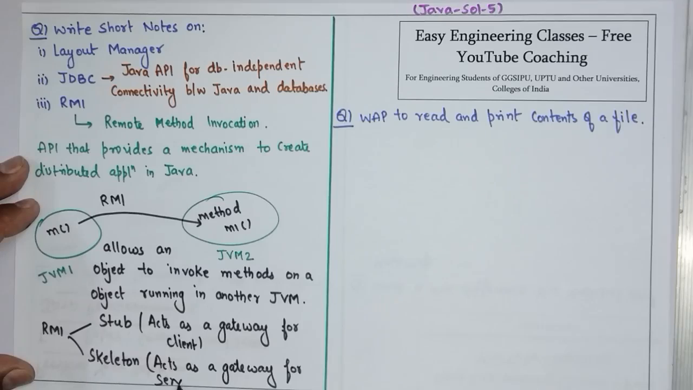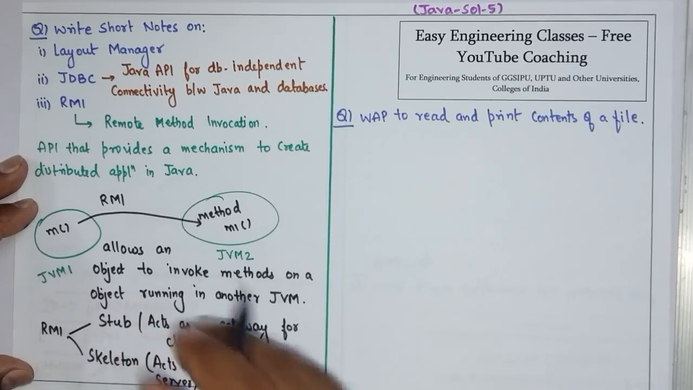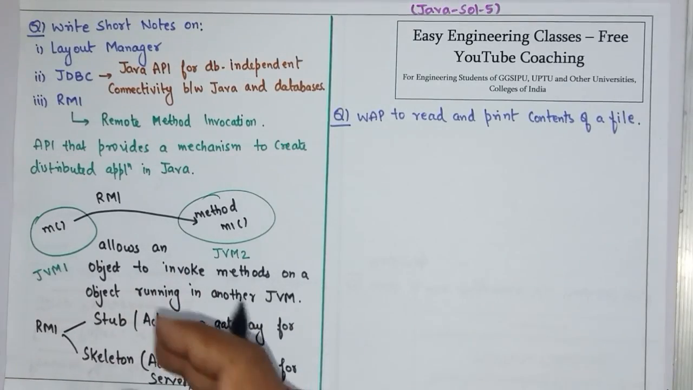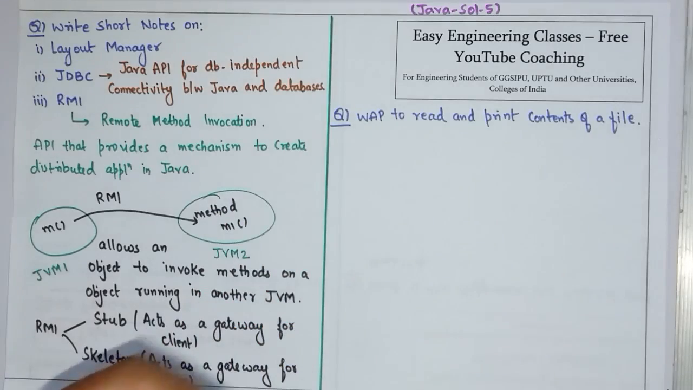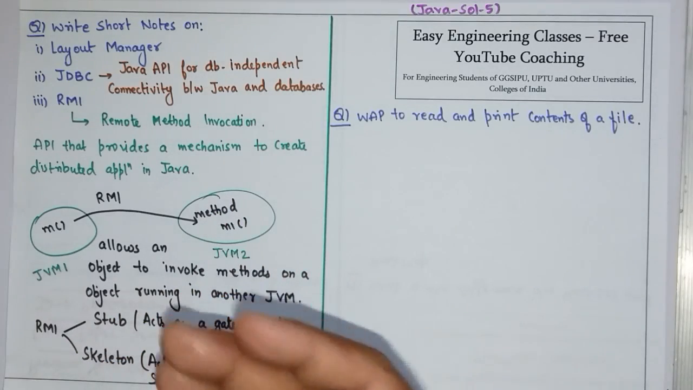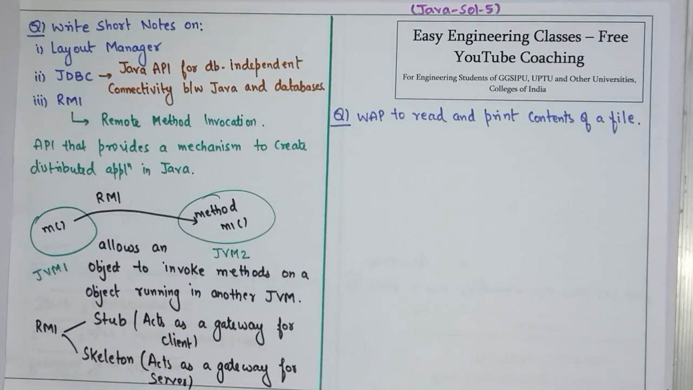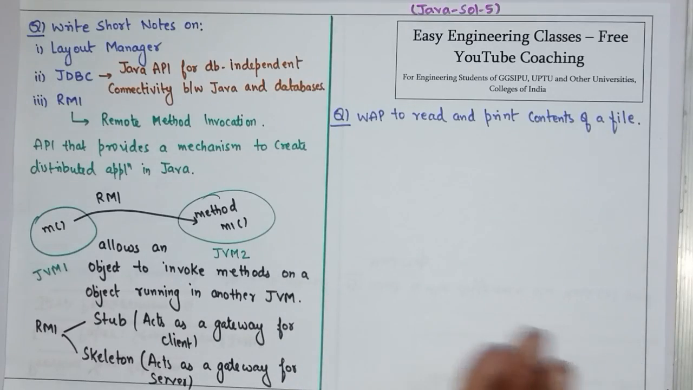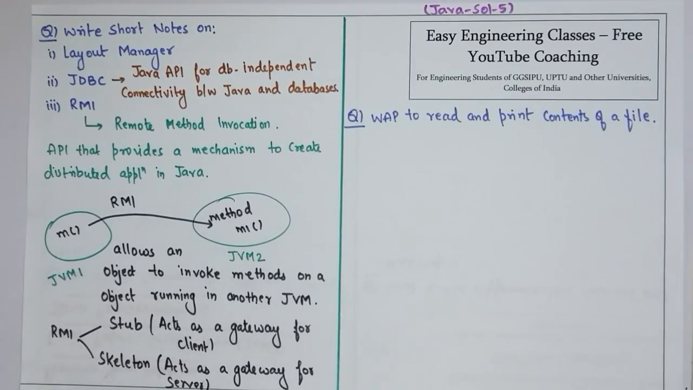So this is the basic idea about RMI. I am not going into much detail since it is not in the syllabus. So if the question comes, then you can use these points to explain your answer. The last question that was asked in the paper is: write a program to read and print contents of a file. Since I have already explained this part also, but I am going to write the program and then come back in this video and explain to you the functionality of the program.